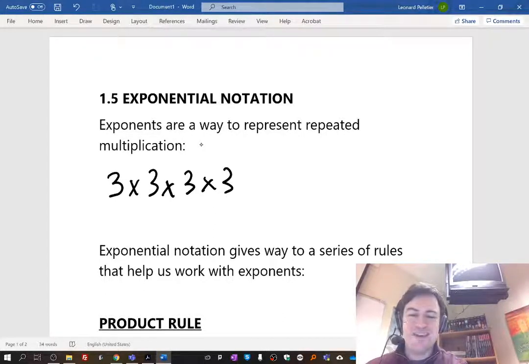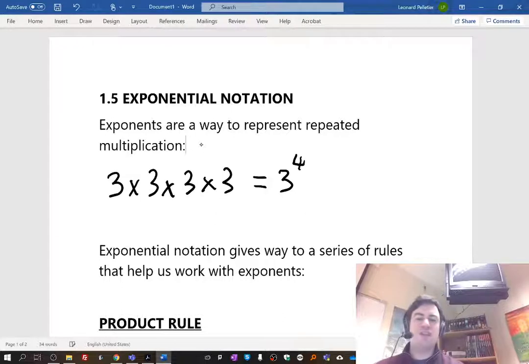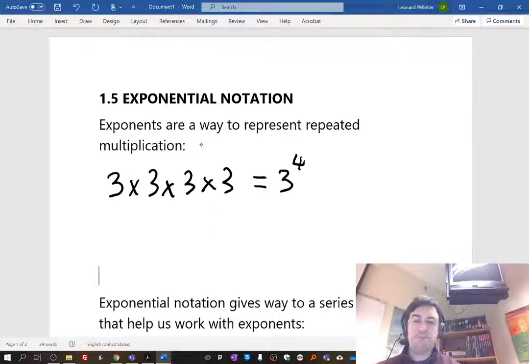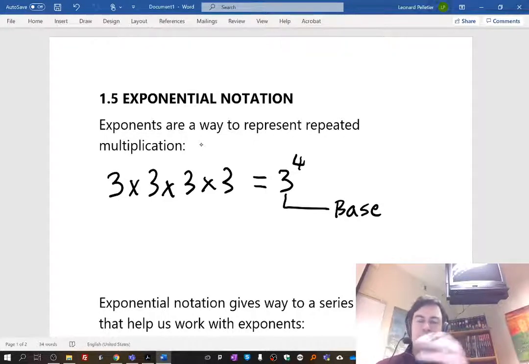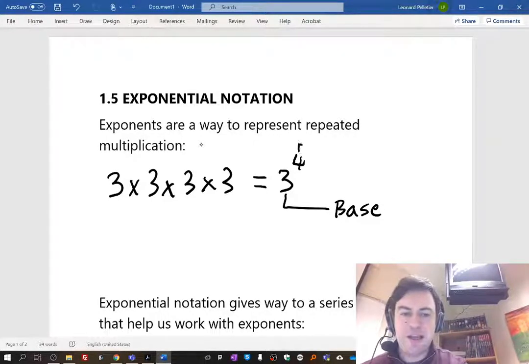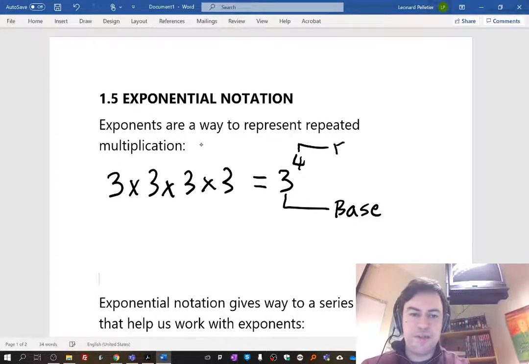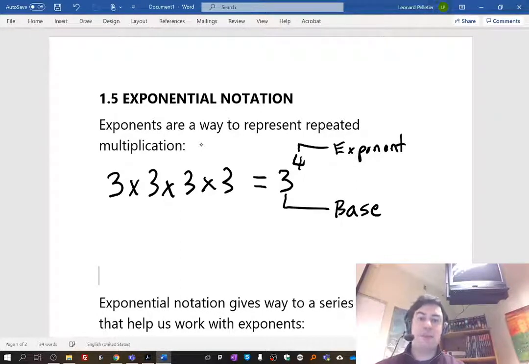So to condense that, we can write how many 3's are being multiplied as an exponent. That's where the exponential notation comes in. You just put it as an exponent. You've probably seen this before, but just in case you haven't, that's good. I will mention a couple things to know about. There are 2 different parts to this. The 3 here is called the base, and that's what's being repeatedly multiplied. And the little number up here is called the exponent, and that's how many times the base is being multiplied.